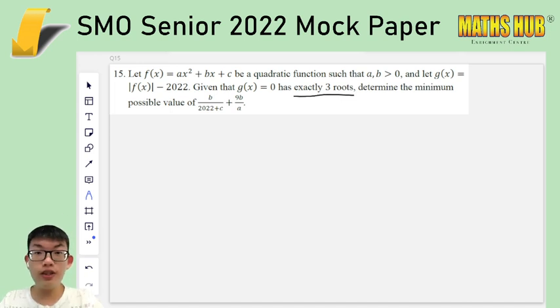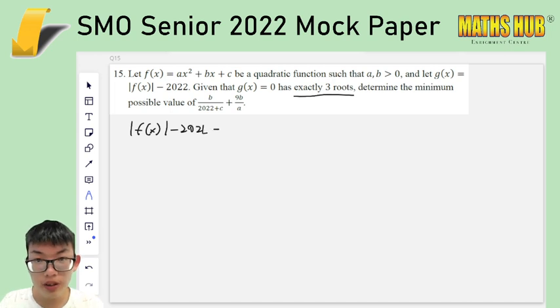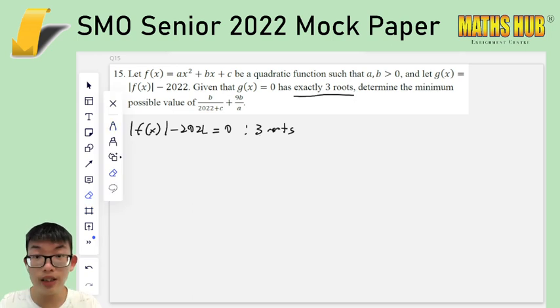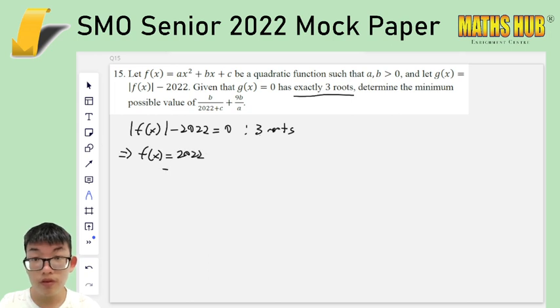Now g(x) equals 0, g(x) is an auxiliary function in terms of f(x). Right? So it tells you that the absolute value of f(x) minus 2022 equals 0 has 3 roots. This means that f(x) is either going to be 2022 or negative 2022 for those roots. So cumulatively, these have 3 roots.